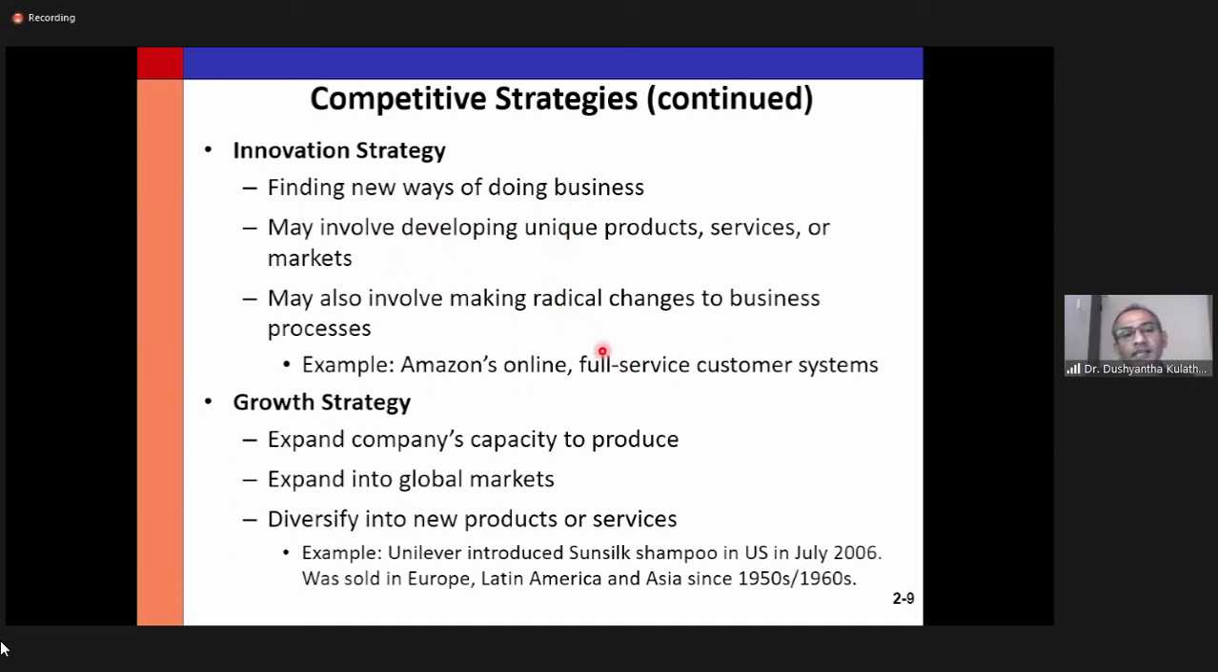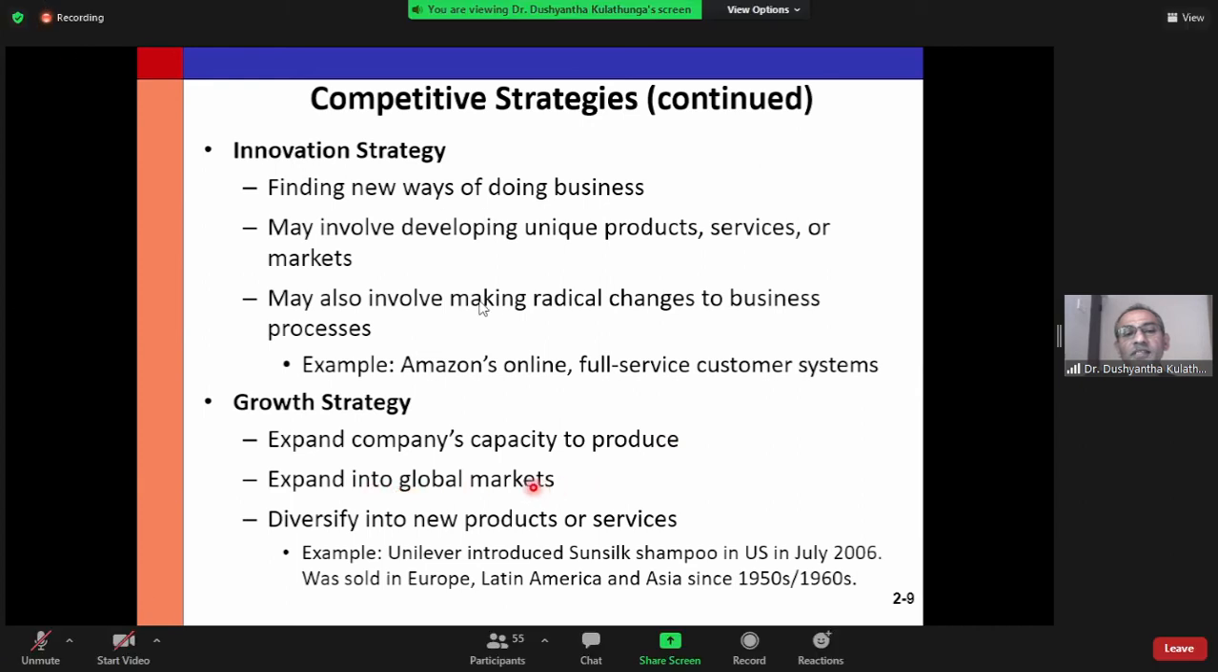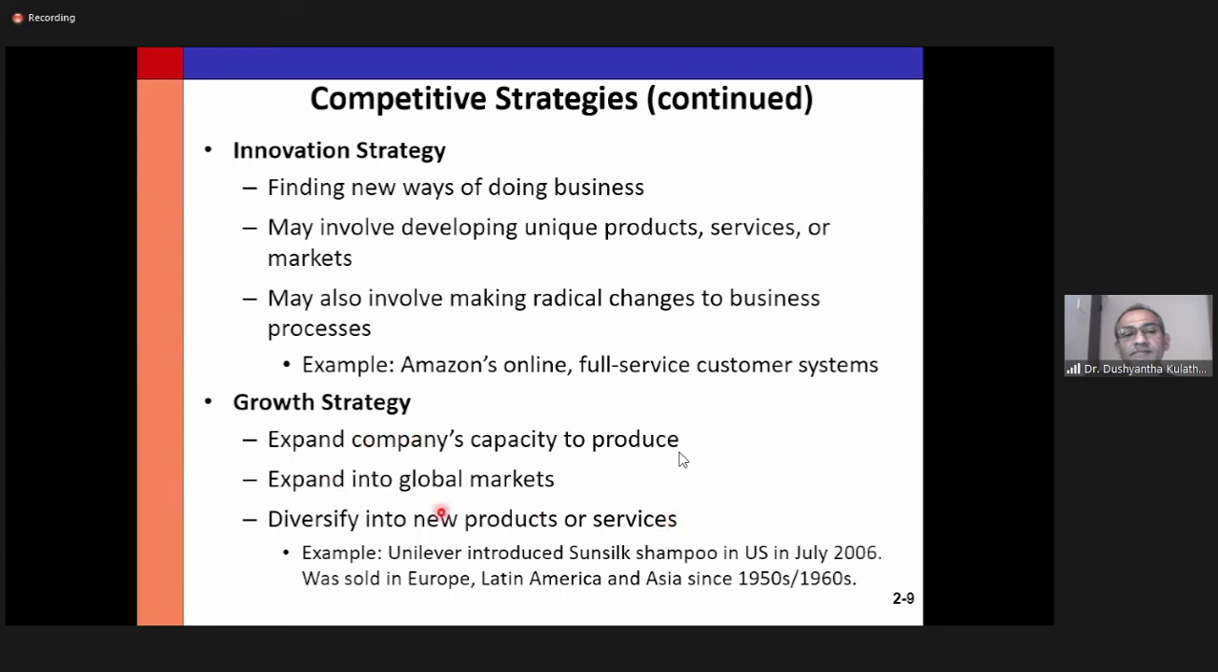Okay, then growth strategy. Expand the company's capacity to produce, expand into global markets, and diversify into new products or services. So you can think about expanding your production capacity. You can think about expanding into other markets which you have not operated in so far, and diversify into new products and services.